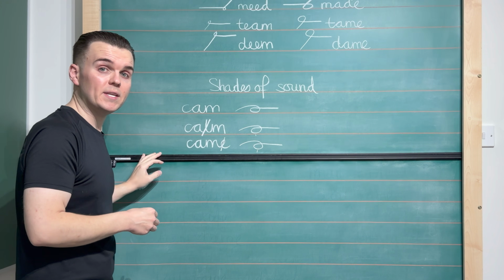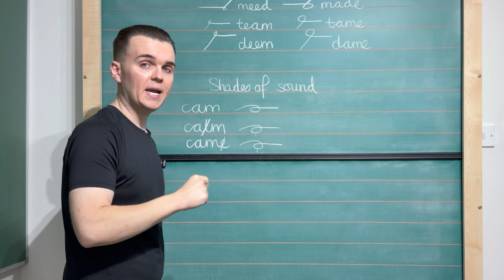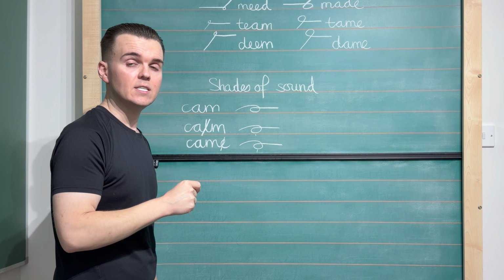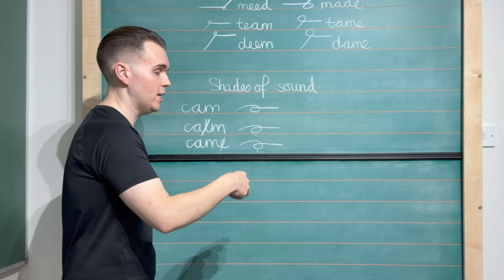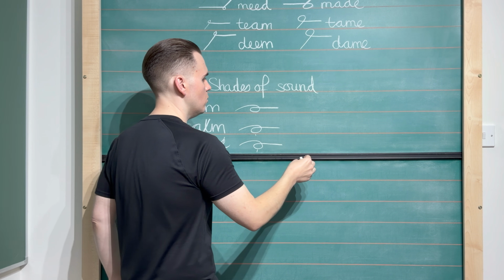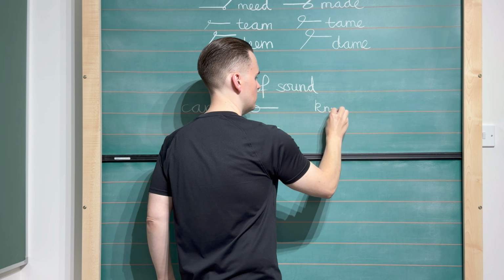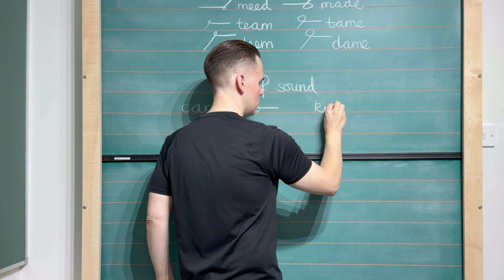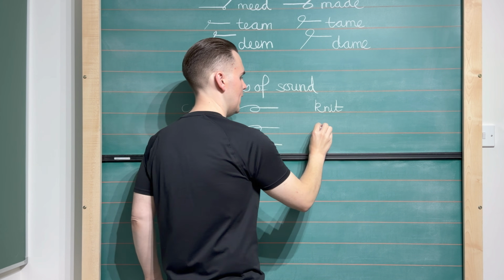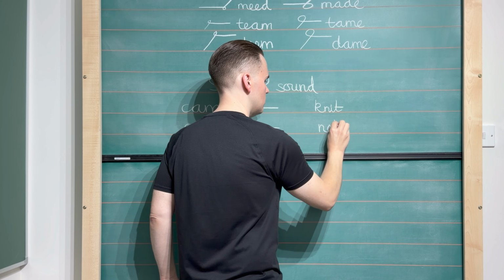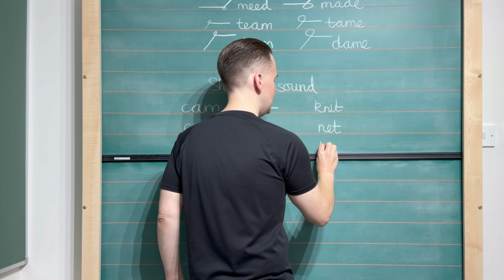So let's do the same with our E sound. We have 3 sounds of E, and one of them we use in Gregg Shorthand is the short sound of I, we represent with E. So I'm going to demonstrate now. So we have I as in knit, we have E as in net, and we have E as in need.